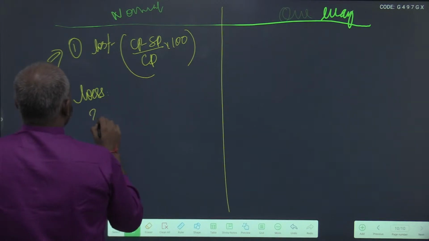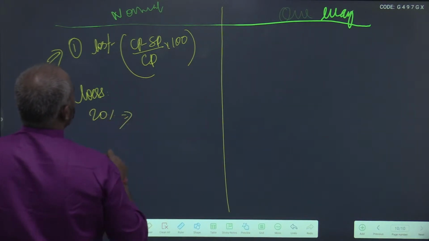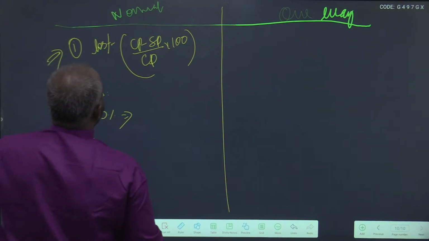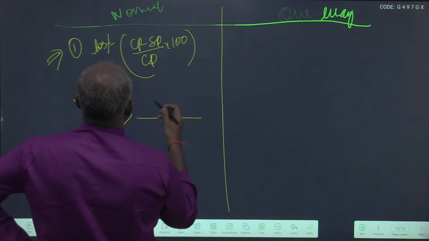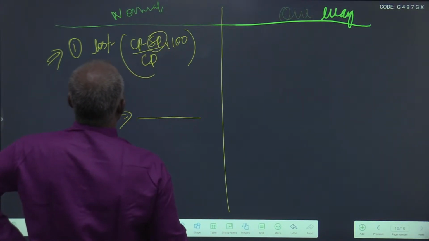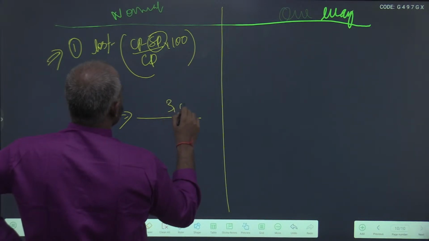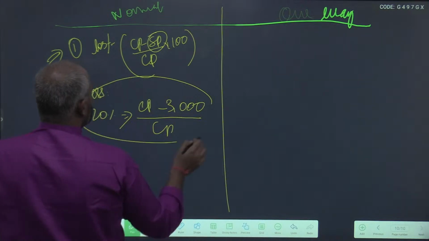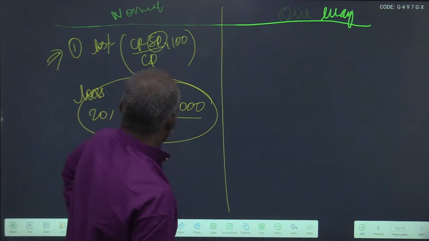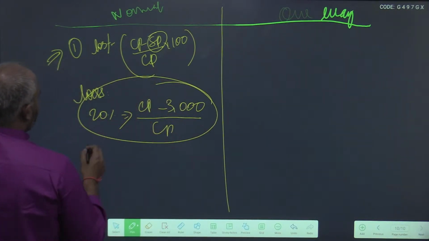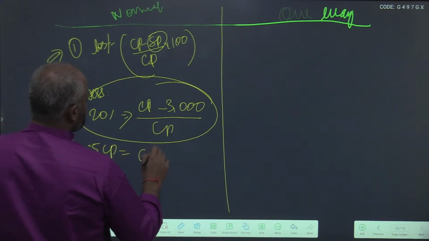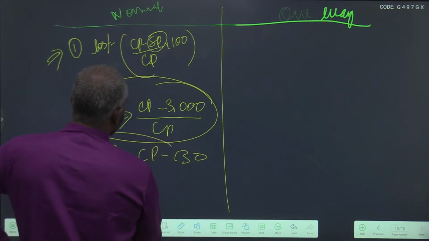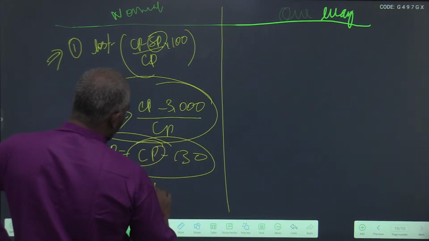Okay, so the loss percentage is given, 20%, and your SP, the selling price, is given here, which is 3 lakh. We just need to find out CP in this. So multiply: 1 by 2 is 0.5 into CP equals CP minus 3000, and this is an equation in CP. Solve for CP, you will get the value.